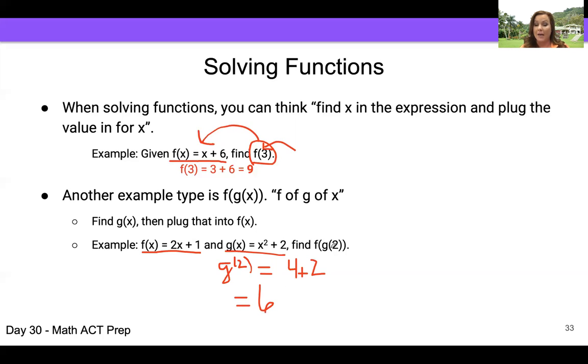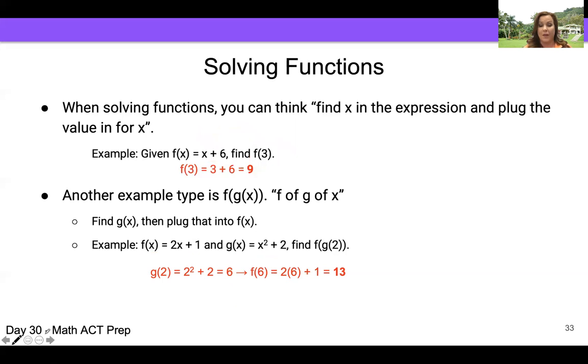So if I want f of g of 2, and g of 2 is equal to 6, now I'm finding the function of 6. So go over here to f of x. So when it's f of 6, I'm just going to replace everywhere I see an x with a 6. So here you can see that f of 6, 2 times 6 plus 1 gives me 13. It's really just a two-step equation.